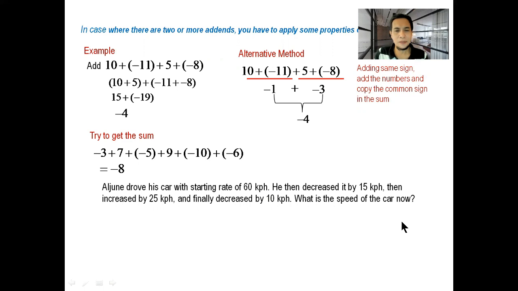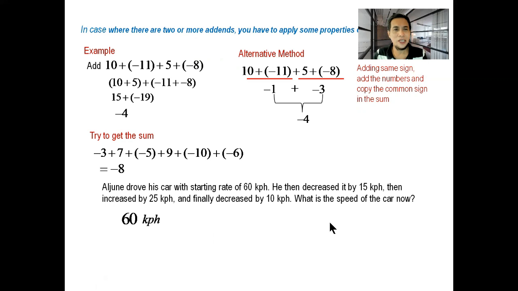As I've said, this is the application of addition of integers. Increase means positive, decrease means negative. We have the starting rate at 60. Then decrease it by 15. So that's 60 minus 15, the answer is 45. Then increase by 25. So that's 45 plus 25, that's 70. And finally decreased by 10, so 70 minus 10. So what is the speed of the car now? Definitely, the correct answer is 60 km per hour.